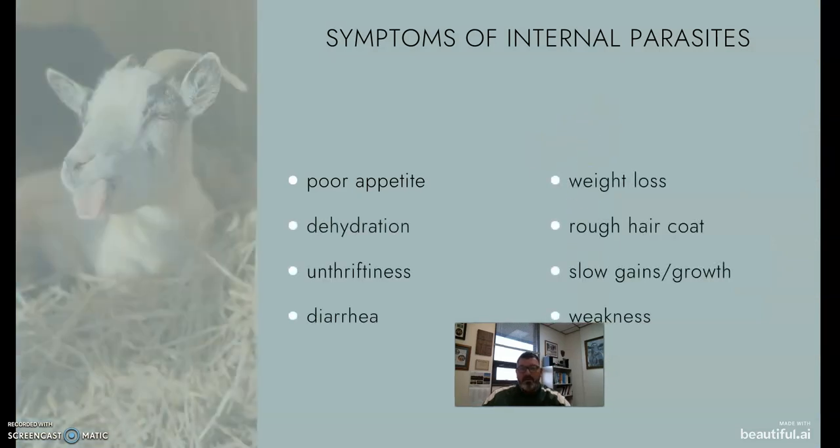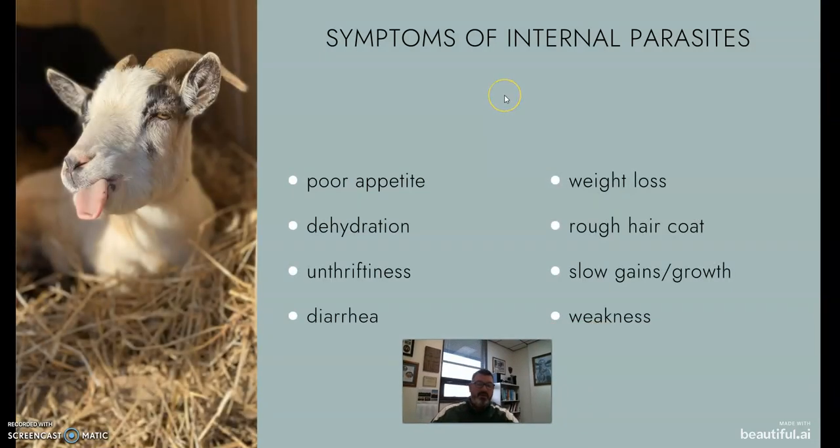So how would you know if you had internal parasite issues? What would you be looking to observe in terms of signifiers that you may have an endoparasite problem? Typically, it's signified by one or a combination of these 8 different things that are listed here. And there's a few more, but this gets the major components of them.